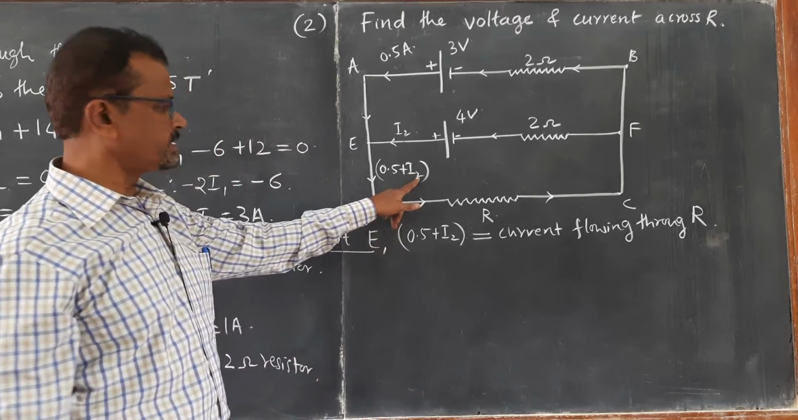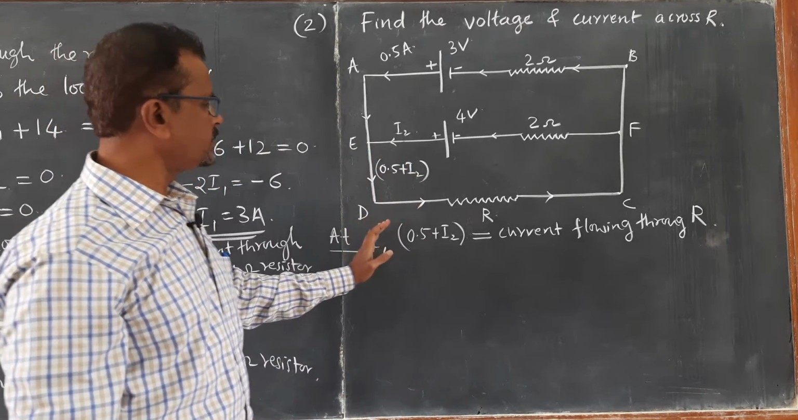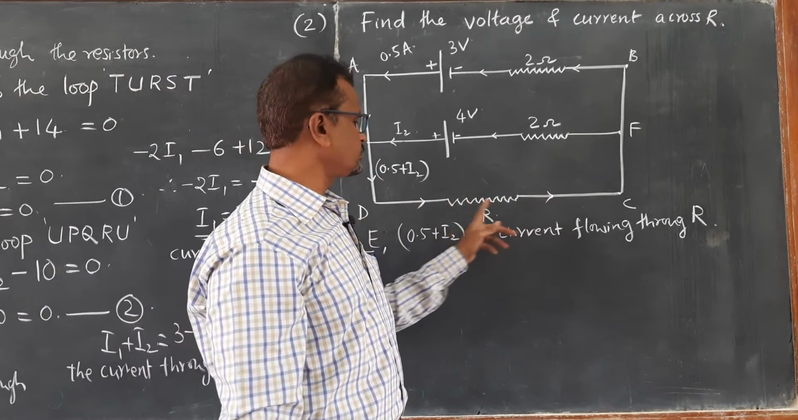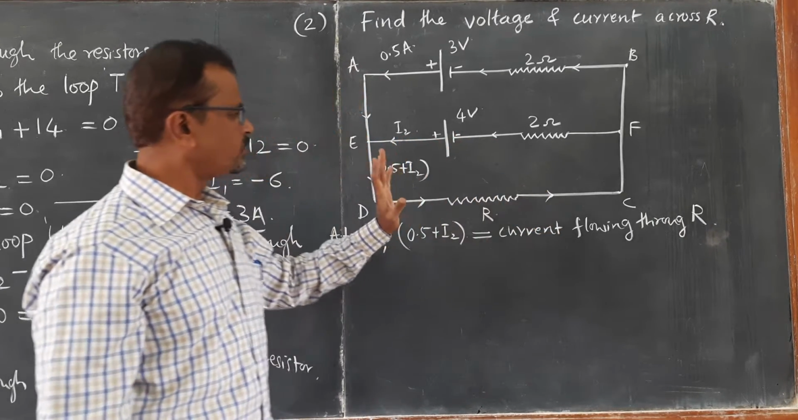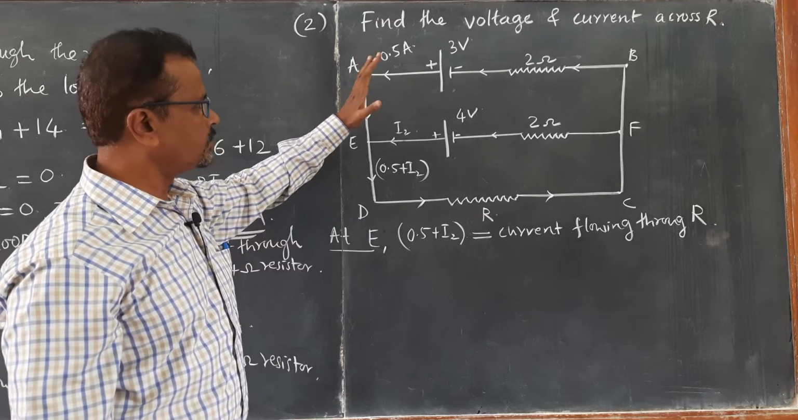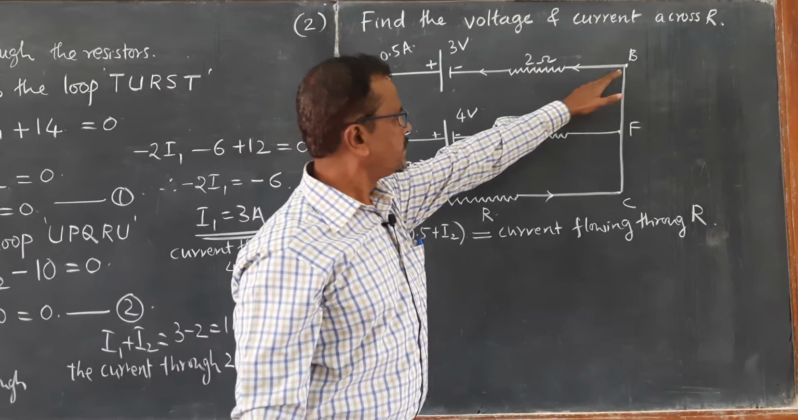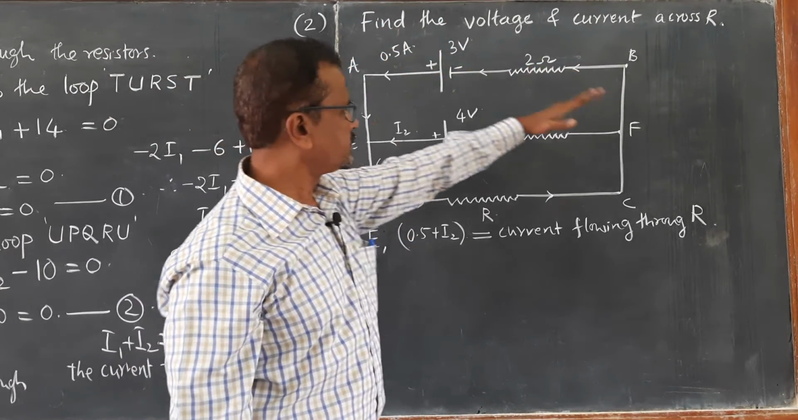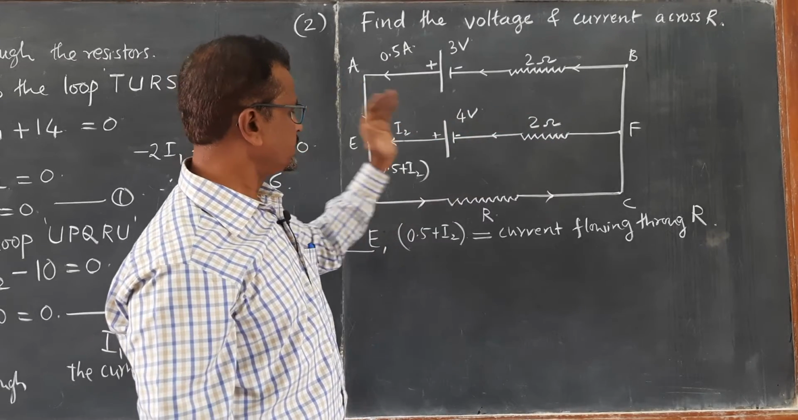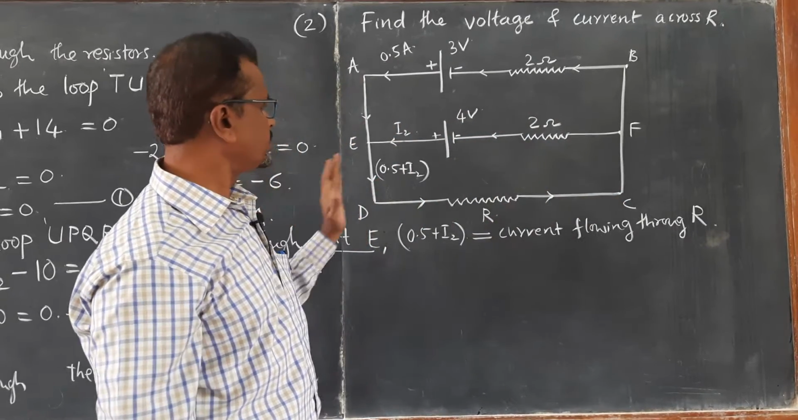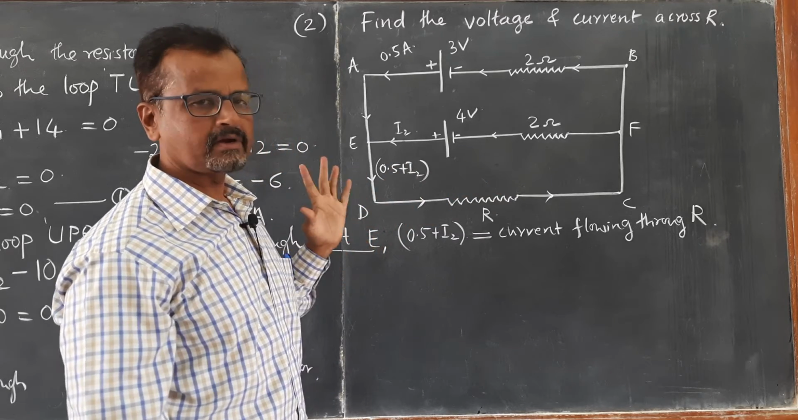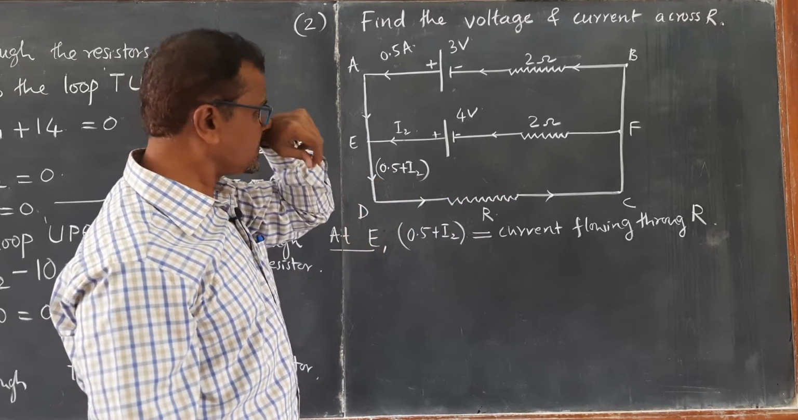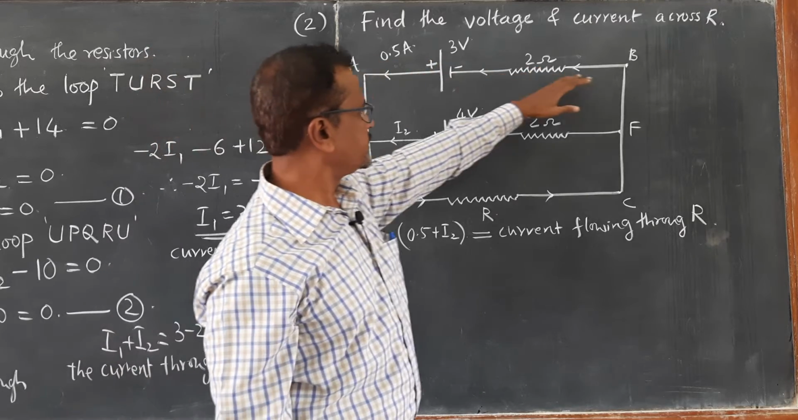So if I find the value of I2, then I will be able to find the current through this branch DC, and the voltage can also be found. So how do we find the voltage across AB, voltage across FE, and voltage across DE? When you look at this, these are all in parallel connection, right? Voltage across AB. Look at this.